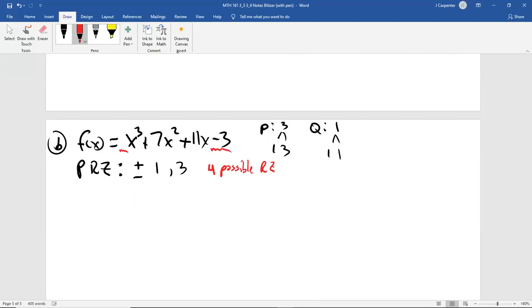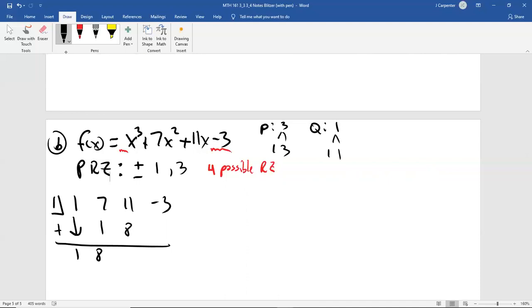So let's find one that works. And again, I systematically generally go 1, -1, 3, -3. So let's try the 1 in the half box. To the right, these are in descending order in terms of powers. They're all accounted for. So 1, 7, 11, -3. Bring down the 1. 1 times 1 is 1. 7 plus 1 is 8. 8 times 1 is 8. 11 plus 8 is 19. 19 times 1 is 19. -3 plus 19 is 16. And that ain't 0, so 1 is trash.